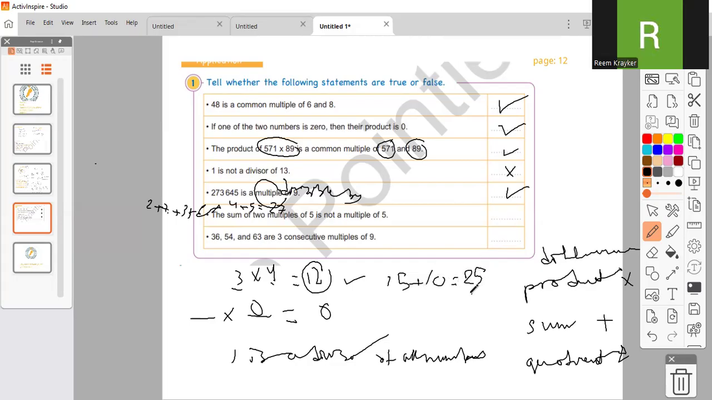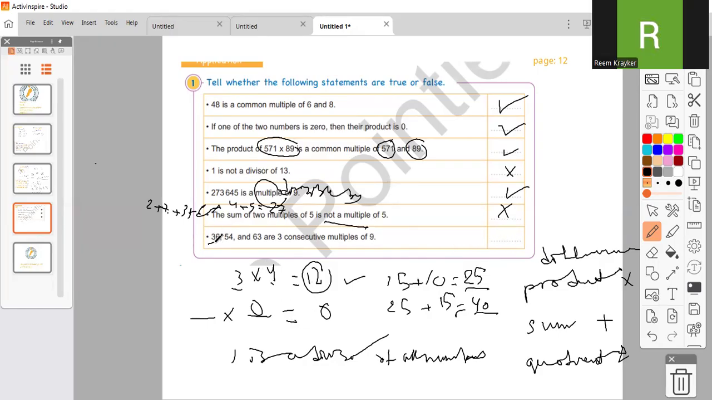Is 25 a multiple of 5? Of course, yes. So how are they saying it's not a multiple of 5? Of course, it's wrong. Let's take another example. For example, 25 plus 15. How much is 25 plus 15? It's 40. Is 40 a multiple of 5? Yes. Why are you saying not a multiple? Of course, it's a multiple, so it's wrong.